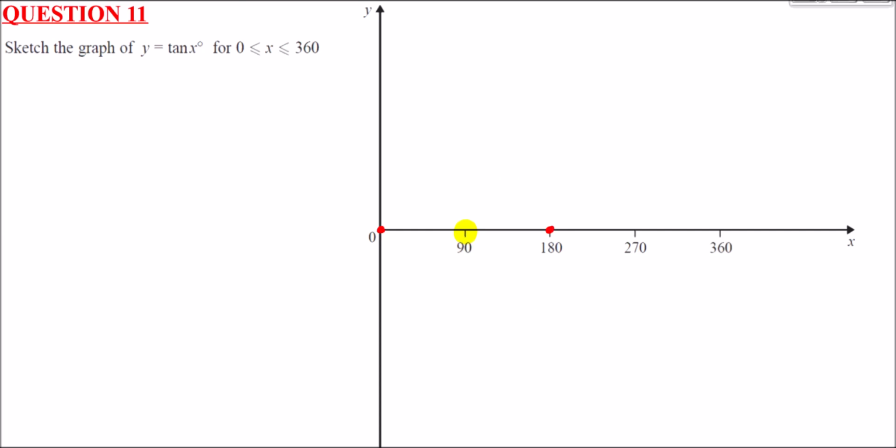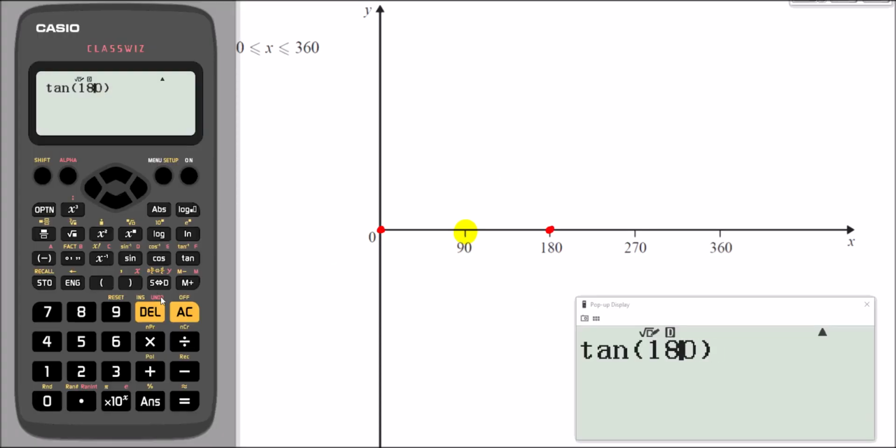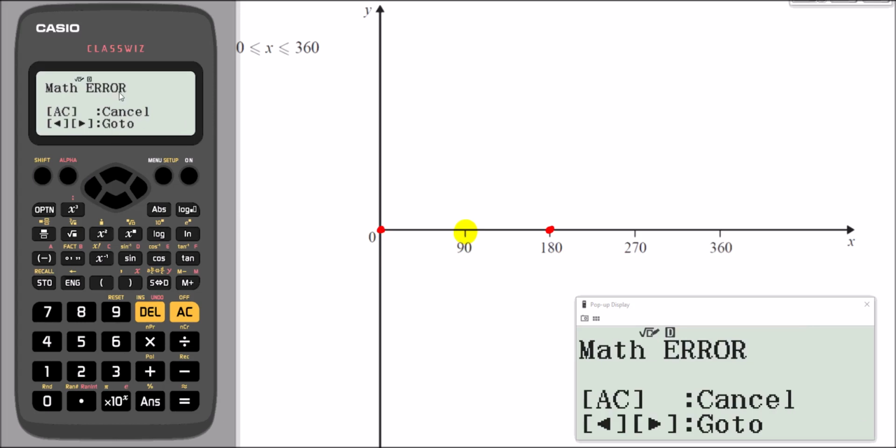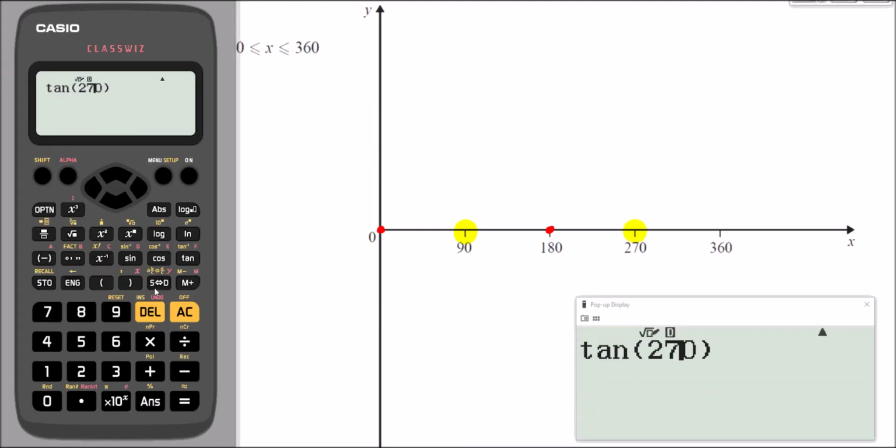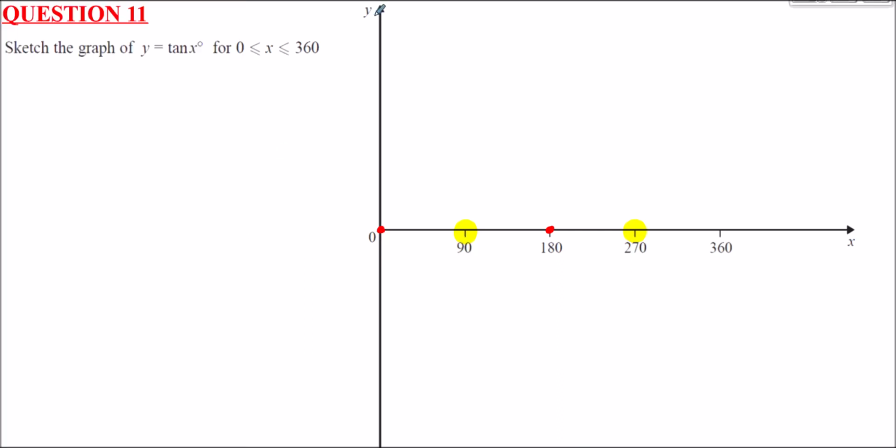Tan 270, we'll try that now. Calculator just blows up again. Math error. It's not liking it, so we'll examine 270 in a moment. And the final one, tan 360, we can analyse that easily enough. Tan 360 comes out to be 0 again. So we've got 3 points lying on the x-axis and 2 points which are problematic.